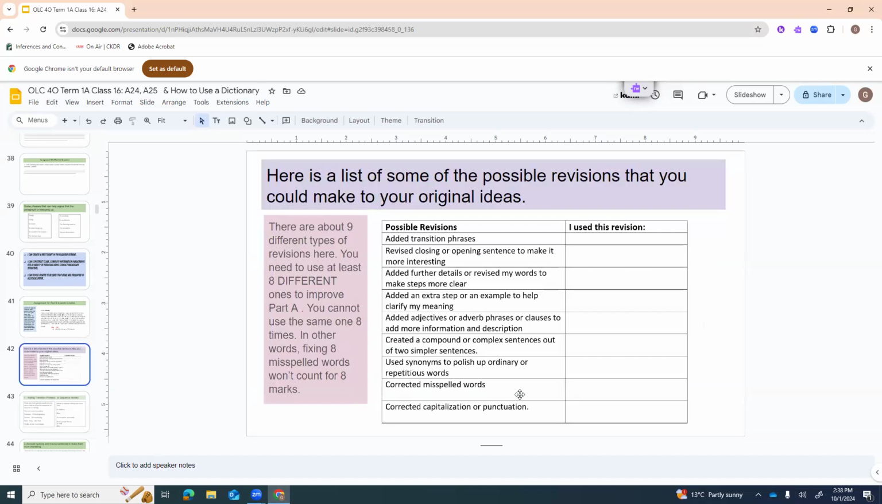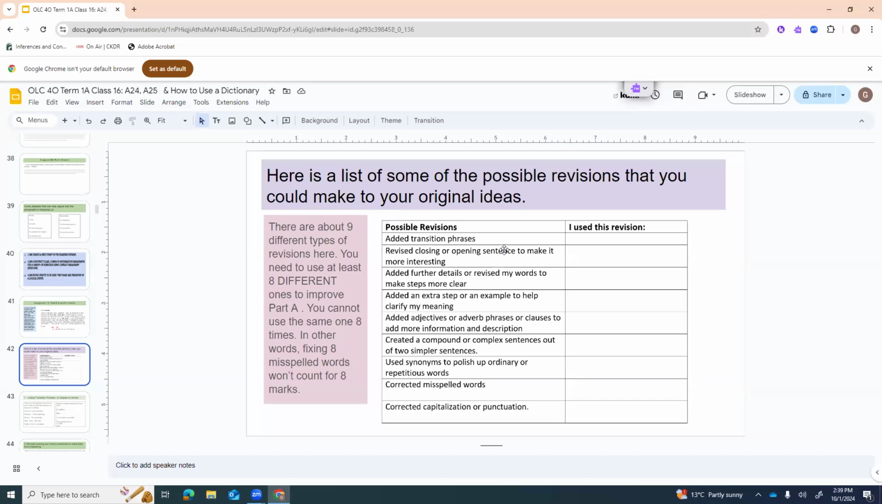Okay, there are 9 different types of revisions you can make. You need to use at least 8 of them. You cannot use the same one 8 times. So in other words, you can't fix 8 spelling words and expect 8 marks. I won't do that. I will only give you 1 mark. Now, obviously, if you have 8 spelling mistakes, fix them all, but you're getting the mark for each step, not for each thing you fix, okay?